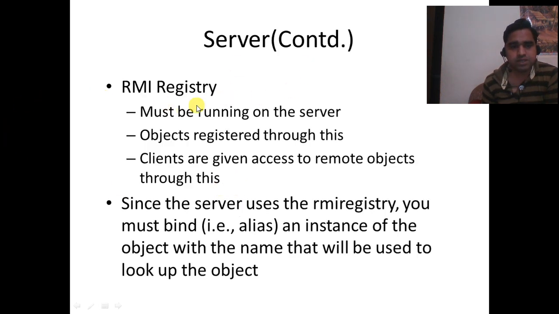Now the RMI registry must be created and runnable on the server. The registered object should be workable. Clients are given access to remote objects, so the client must have proper access to remote objects through the RMI medium. Since the server uses the RMI registry, we must bind an instance of the object with the name that will be used to look up the object. So whatever object we are using must have at least one instance that we bind for proper communication between client and server.